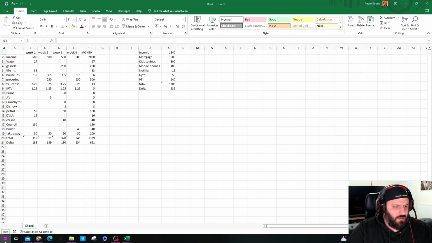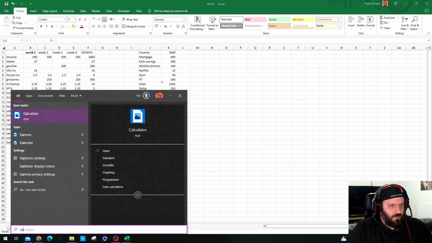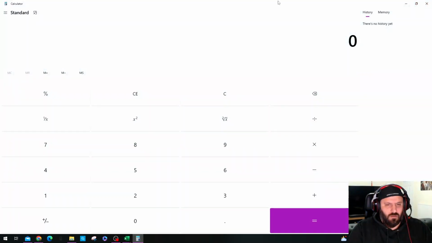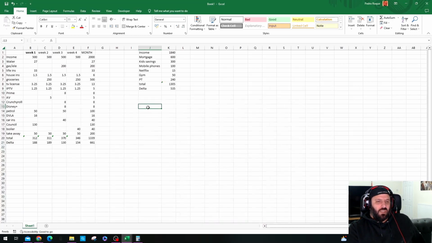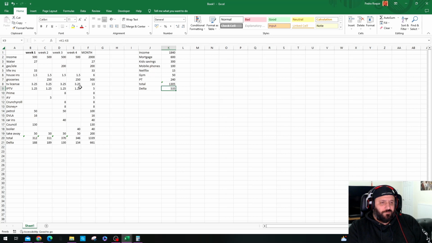let's go to the, if we look at it, we've got 340 times 0.2, 768. So we're actually managing to save a little bit more than 20%. But well, this is just a guidance.